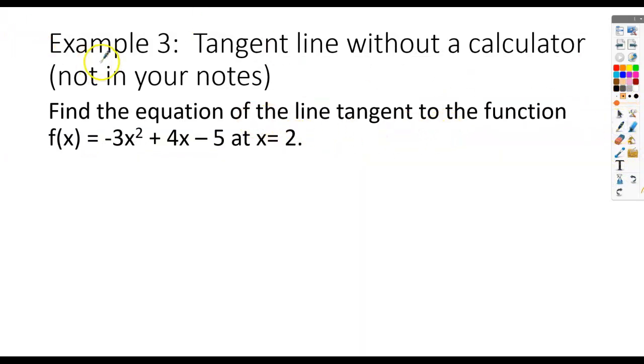So here we go. This is our first example of finding the equation of a tangent line. This one's going to be without a calculator. Okay. Now notice I put here, this is not in your notes.